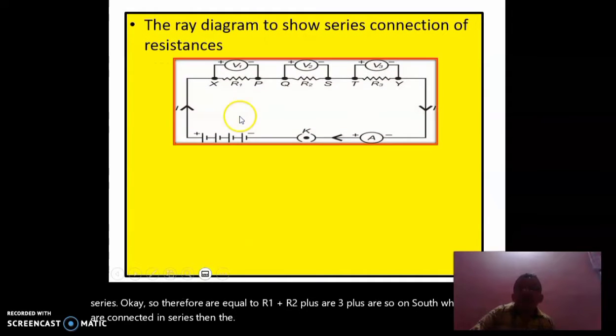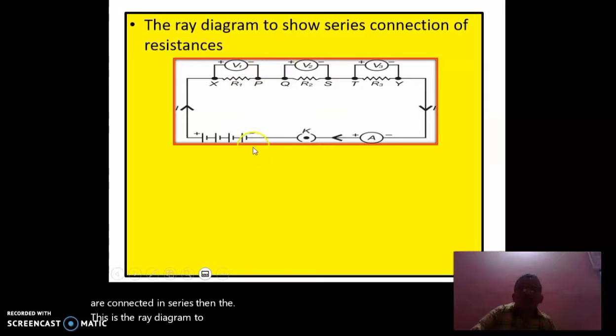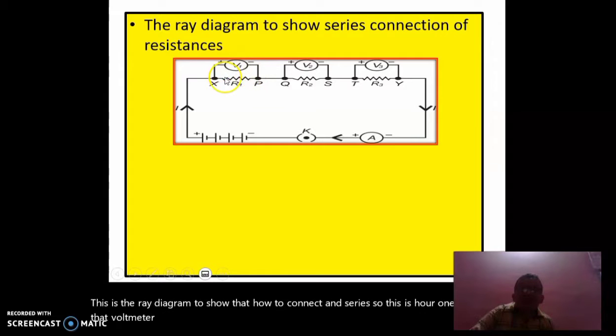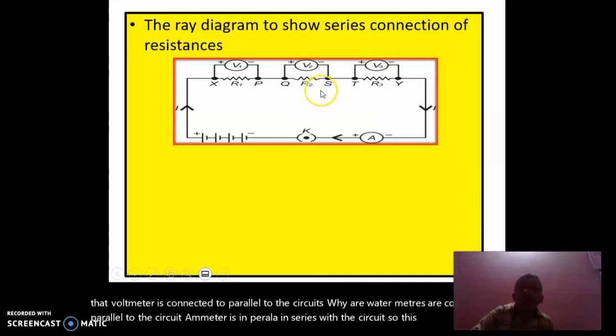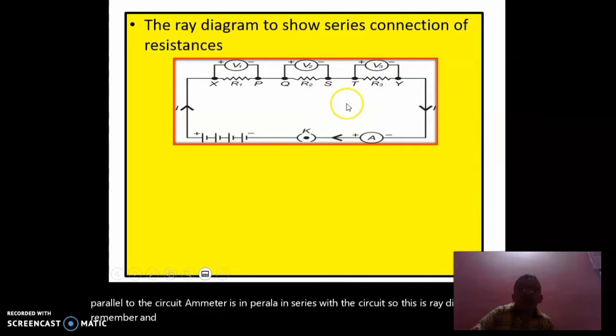This is the circuit diagram to show how to connect in series. So this is R1, R2. You know that a voltmeter is connected in parallel to the circuit. So here voltmeters are connected in parallel to the circuit. An ammeter is connected in series with the circuit. So this is the circuit diagram, remember, and also write carefully.